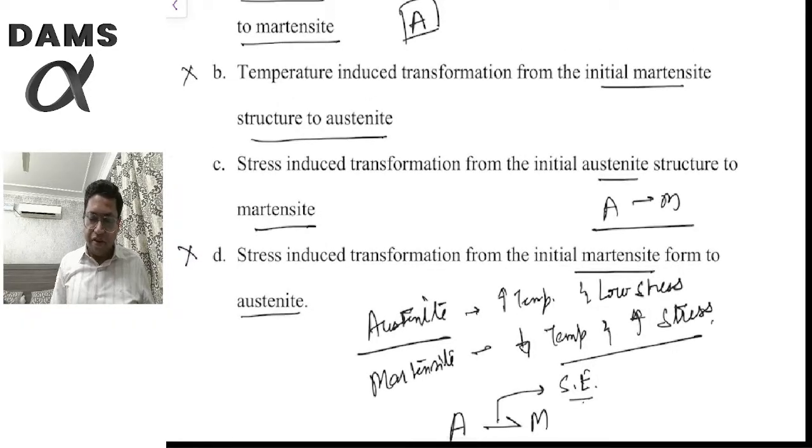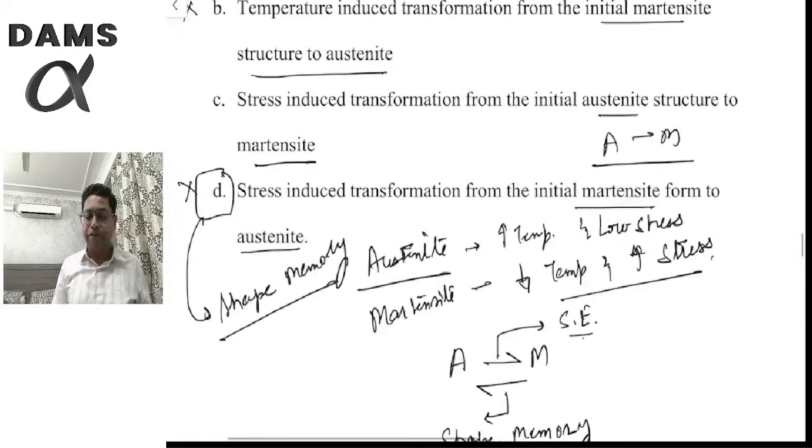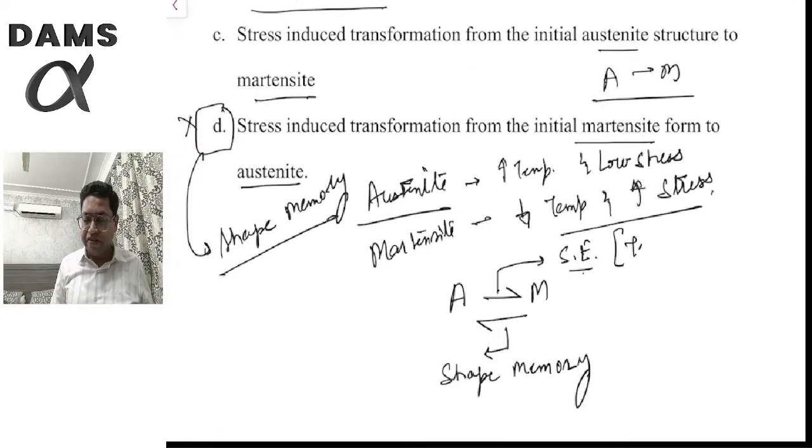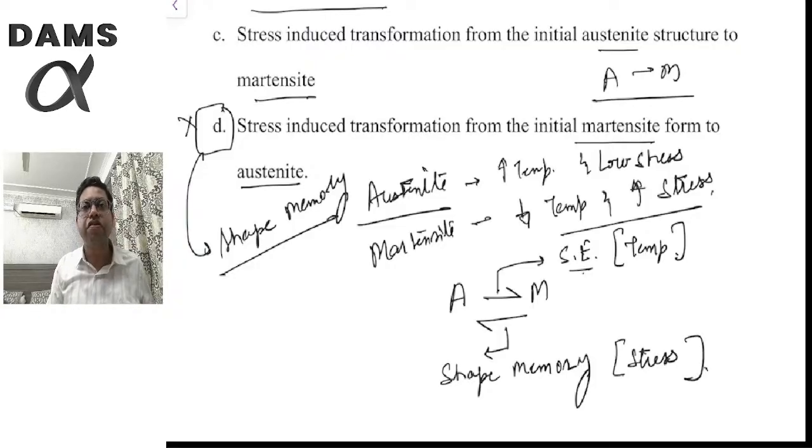Okay. Option D. This is for phenomena of shape memory. So remember, this is temperature-induced transformation from austenite to martensite for the feature of superelasticity, and this is stress-induced transformation from martensite to austenite for the feature of shape memory. This is how you can answer these questions.